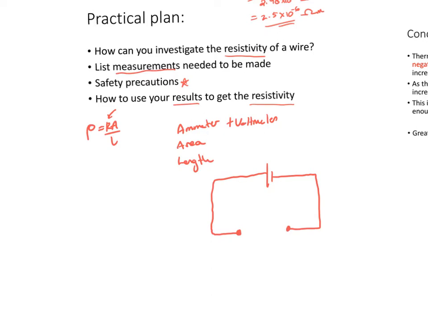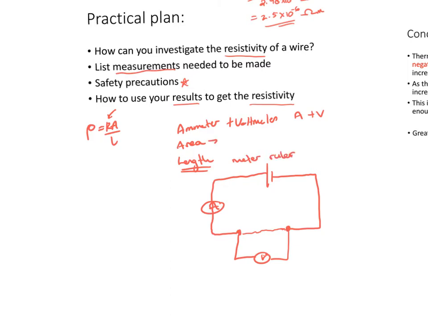So I will connect a wire of a specific length, and I will keep changing that length using crocodile clips. I will need a voltmeter parallel to it, an ammeter in series with it, and basically as I change the length of the wire using the crocodile clips, I will be able to measure resistance at different lengths. Now for the length, I can use a meter ruler. So here I use an ammeter, voltmeter, and meter ruler.